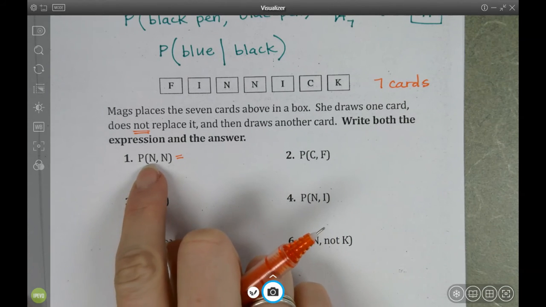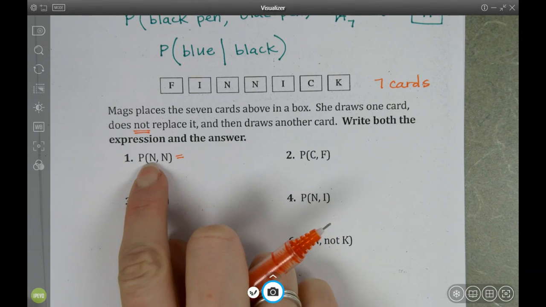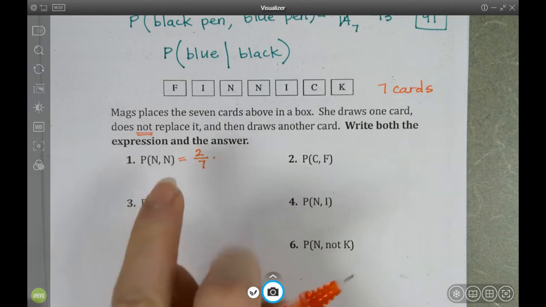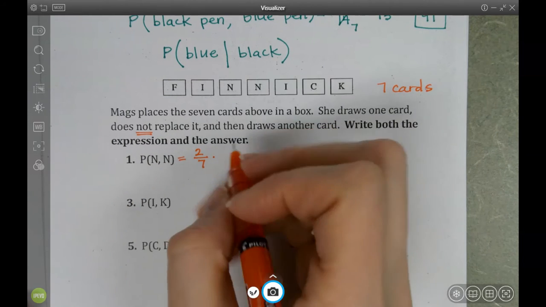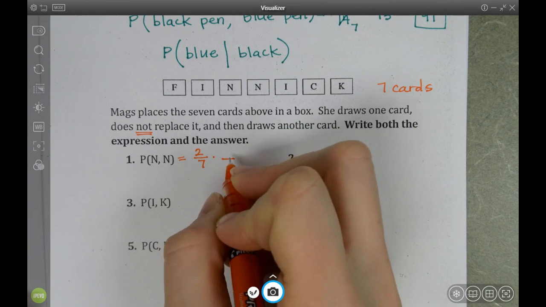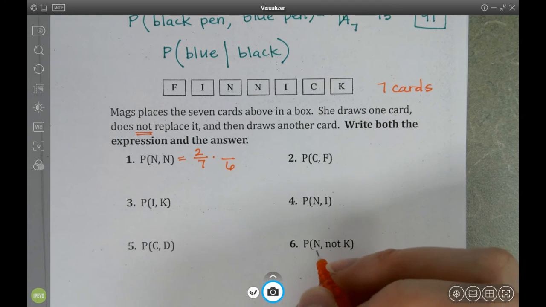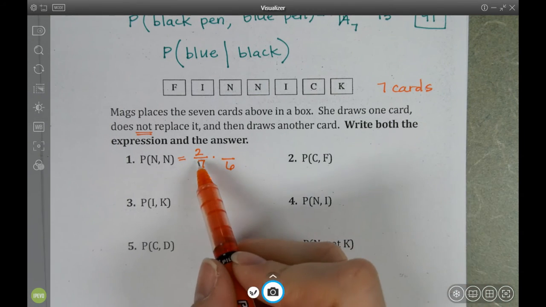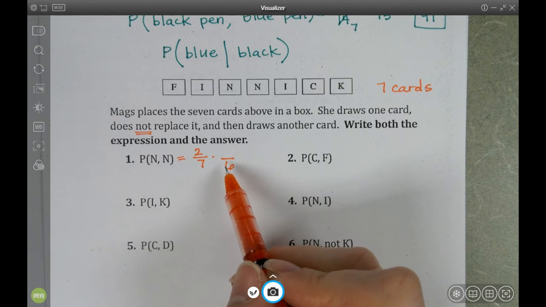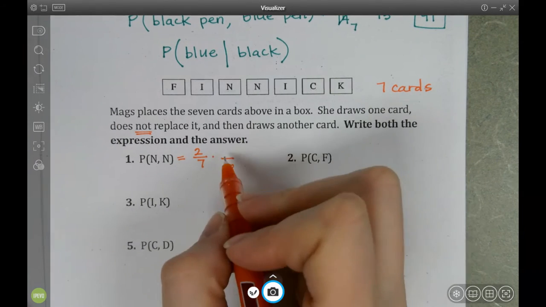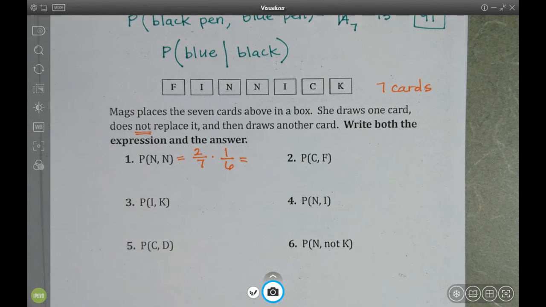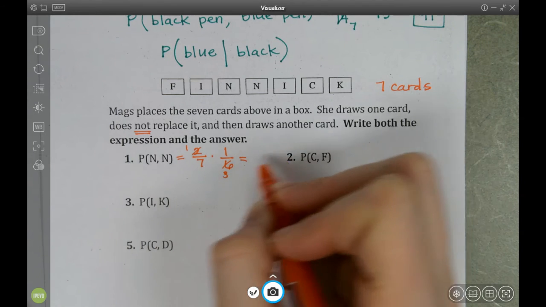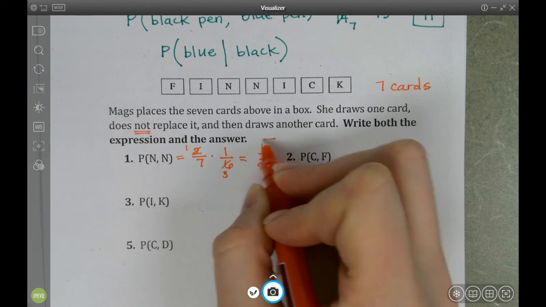So what's the probability that the first card is an N? 2 out of 7. If we're not replacing it, how many cards are left for the second draw? 6, because we're only taking 1. Take 1 card out, so there's 6 left. And if the first one was an N, what's the probability that the second one is also an N? 1 out of 6. So those simplify to give you 1 out of 21.